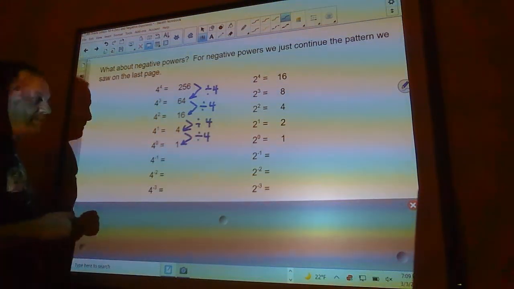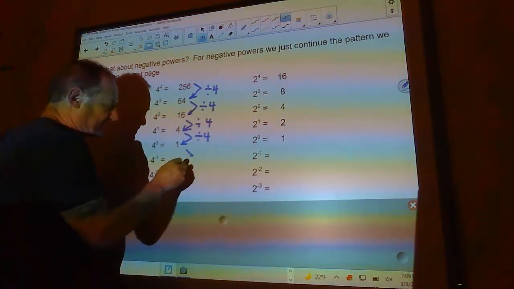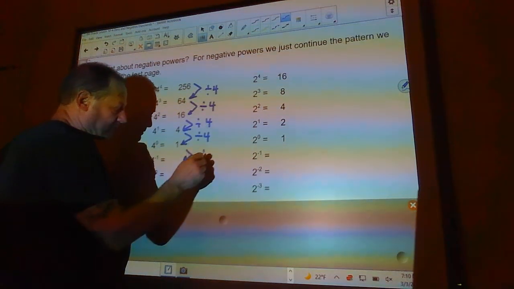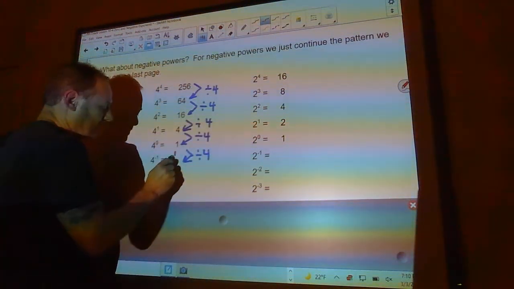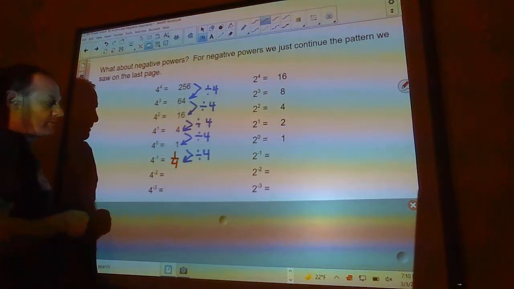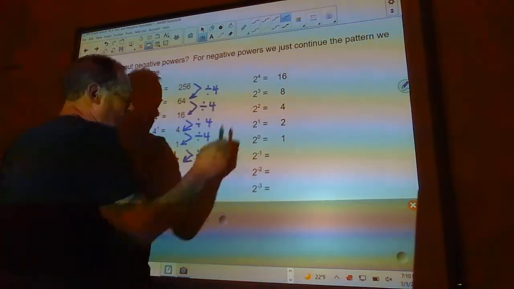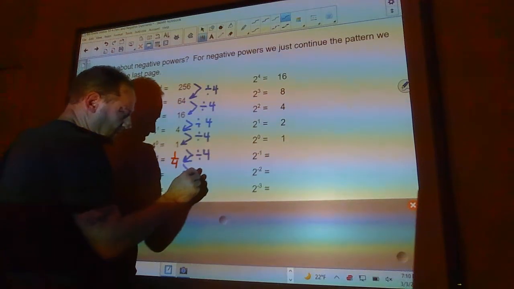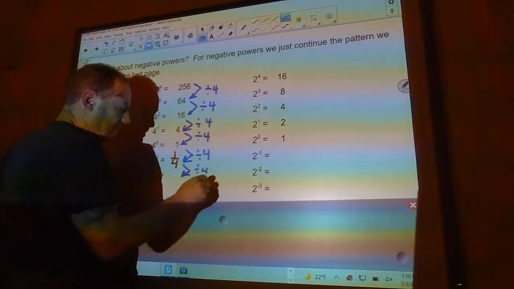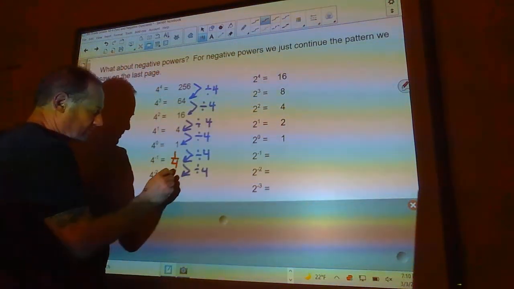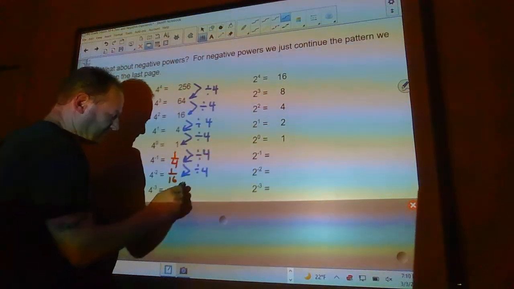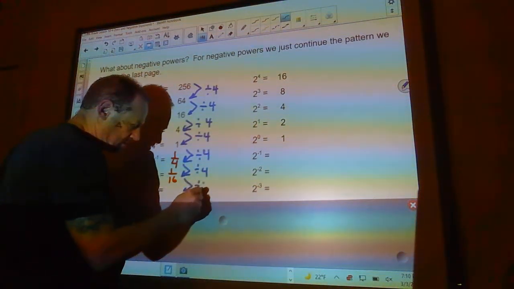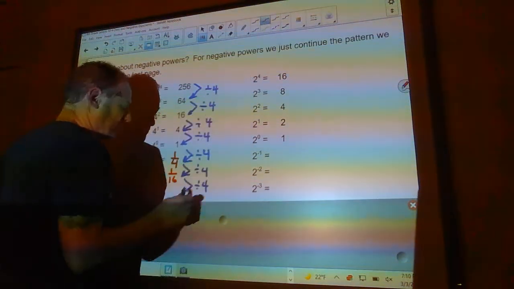Well, I continue that pattern. So I take 1 and I divide it by 4. I'm going to get 1/4. And I take 1/4 and I divide that by 4 and I'm going to get 1/16. And I take that and I divide that by 4 and I'm going to get 1/64.